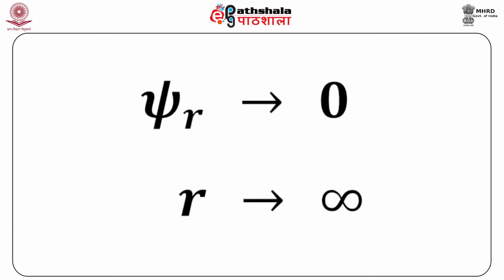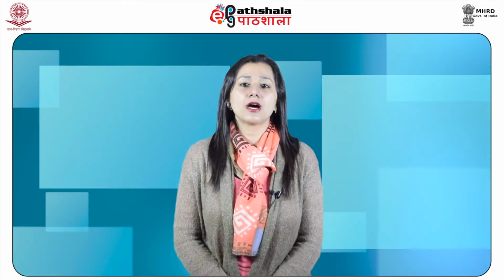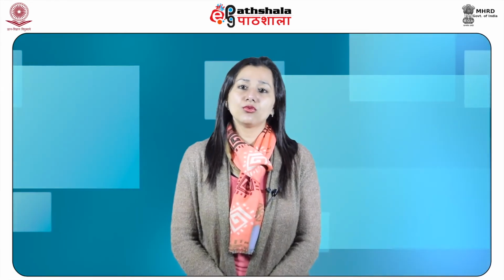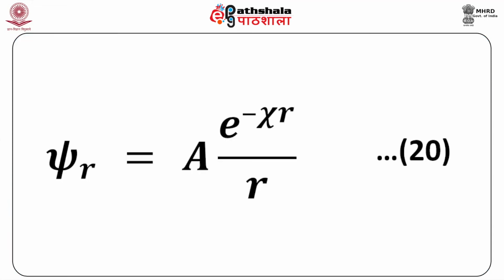Moreover, if B had a finite value, then equation 19 shows that the electrostatic potential would shoot up to infinity. The statements are contradictory. In order to remove this, the first condition will be satisfied only if B equals 0. Hence, equation 19 reduces to ψ(r) = A e^(−χr)/r. This is our equation 20.